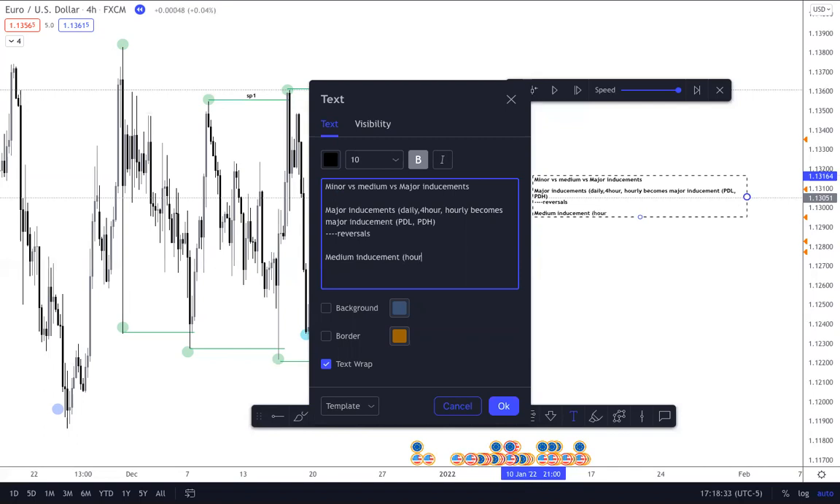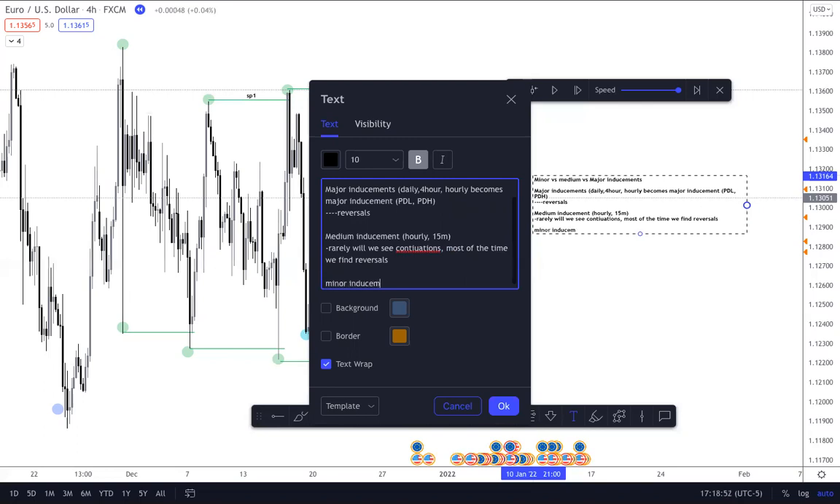What is medium inducement? Medium inducement is primarily the hourly and 15-minute. Right? Rarely do we see continuations. Most of the time, we find reversals.